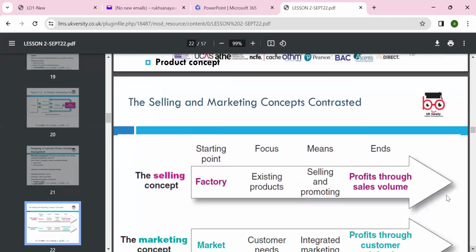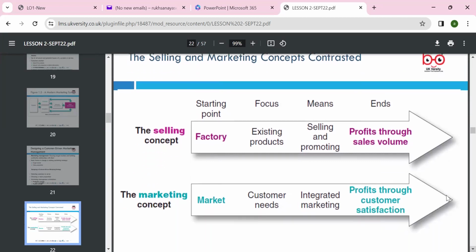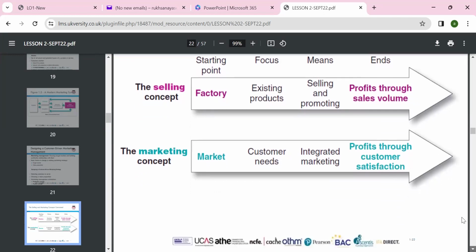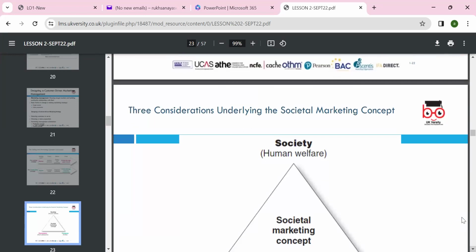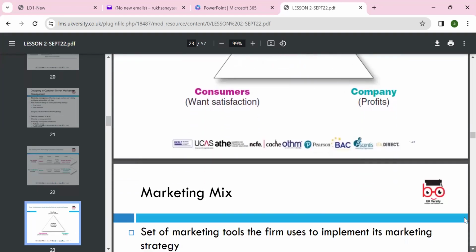Then selling and marketing, because the first concept was selling: the factory has an existing product, sells and promotes it, and makes profit through volume. But the marketing concept is more focused on satisfaction. So the key thing is the satisfaction of your customer. In marketing, we look at society, welfare, the consumer, and the profit, and the marketing concept is focused on all these.